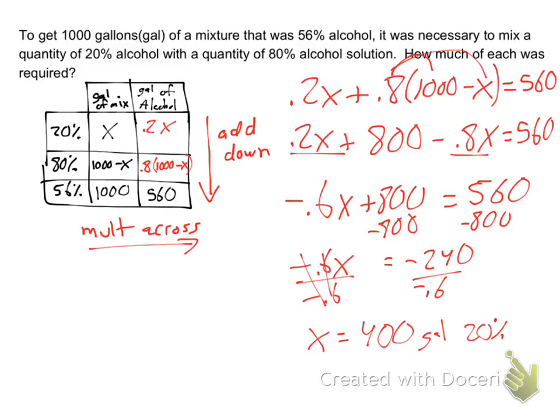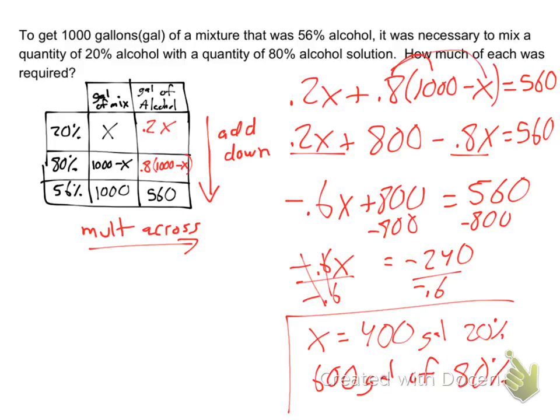It wants both. This one's not too bad because they have to add up to what? 1,000. So it's 1,000 minus 400 is? So 600 gallons of 80%.